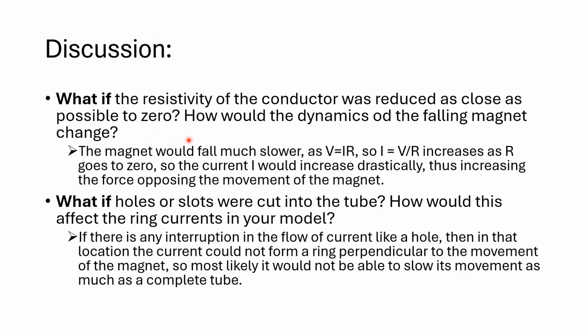If the resistivity of the conductor was reduced as close as possible to 0, the magnet would fall much slower as the current would increase drastically, so the opposing force to the movement of the magnet would increase drastically. And if holes or slots were cut into the tube, then the ring currents in the model would not be able to form a complete circuit. So it would have to be a magnetic dipole pointing in a direction not directly against the magnet, so it would not be able to slow it down as much.